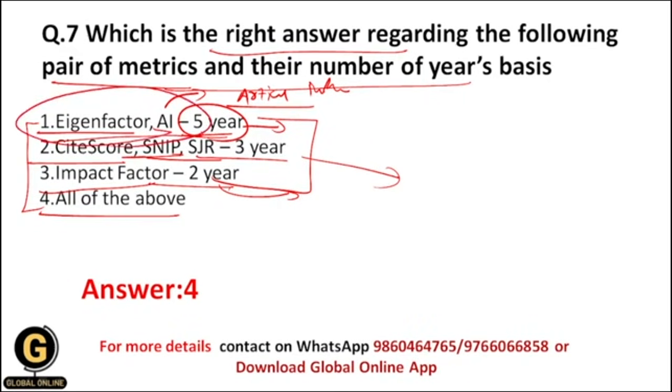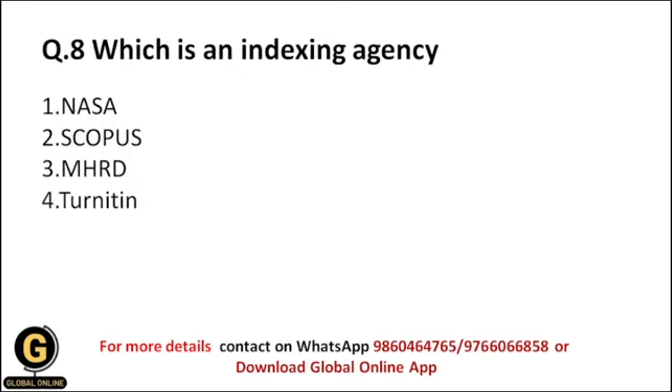And again, the definition of CiteScore, SNIP and SJR is that these are going to track the citations for preceding 3 years, and again this is correct, right? Impact factor 2 year, this is also correct, and everyone knows it, and that's why your correct answer should be 4. Next is, which is an indexing agency. Now here they have given us certain names of institutes or agencies, and we need to identify the indexing agency from these. So is NASA an indexing agency or not, Scopus, MHRD or Turnitin.